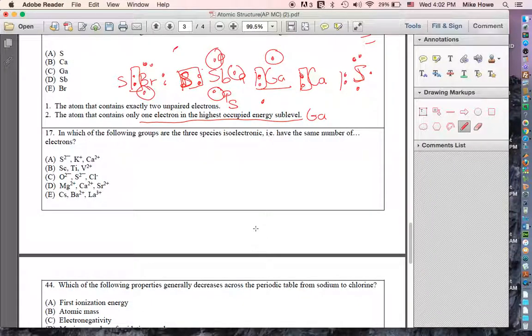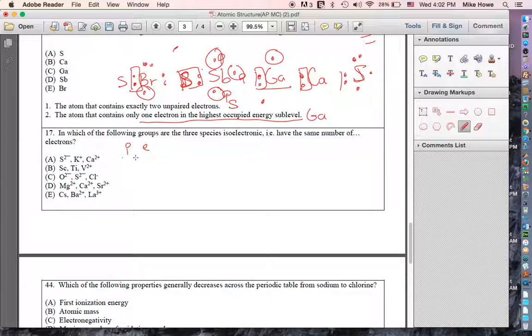Okay, number 17. When which of the following groups are the 3 species isoelectronic? That is, they have the same number of electrons. I'm surprised they told you they have the same number of electrons. All right, so in this case, I'll just do them in a row. So I'll do protons and electrons.